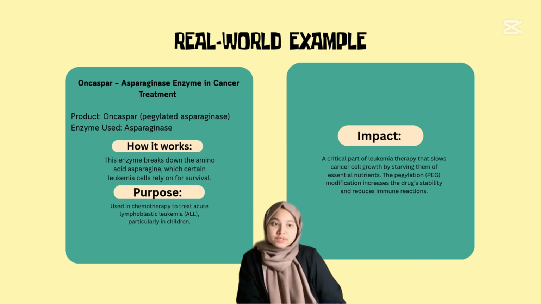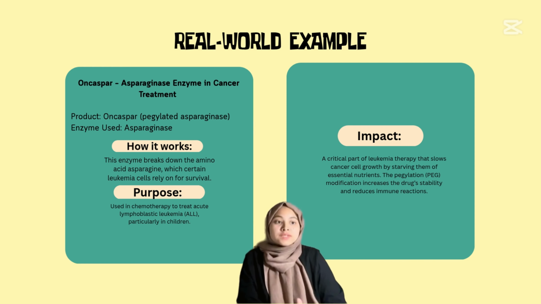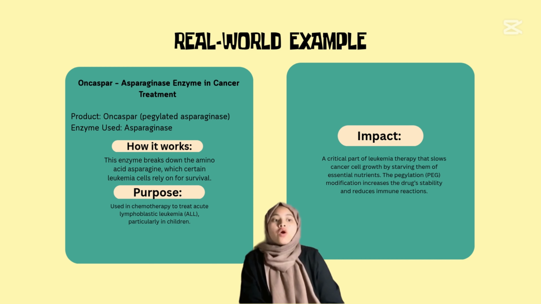The next product is Oncaspar, and the enzyme used is asparaginase. How it works: this enzyme breaks down the amino acid asparagine, which certain leukemia cells rely on for survival. The purpose is that it is used in chemotherapy to treat acute lymphoblastic leukemia, ALL, particularly in children. The impact is that it is a critical part of leukemia therapy that slows cancer cell growth by starving them of essential nutrients. The PEGylation, PEG modification, increases the drug stability and reduces immune reactions.